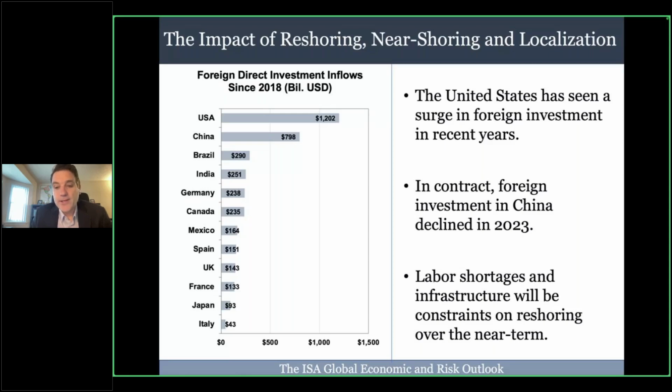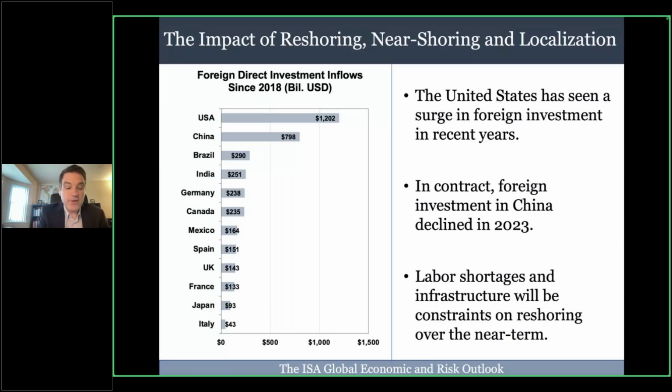The big issue here in the United States is that we still face some significant constraints in terms of labor shortages, in terms of infrastructure, which could limit our ability to grow through reshoring. Now, there's a definite desire for companies outside of the US to invest and for US companies to invest again in the US, but some of these factors that we've been talking about, particularly labor shortages, could hamper our ability to attract as much investment as possible.